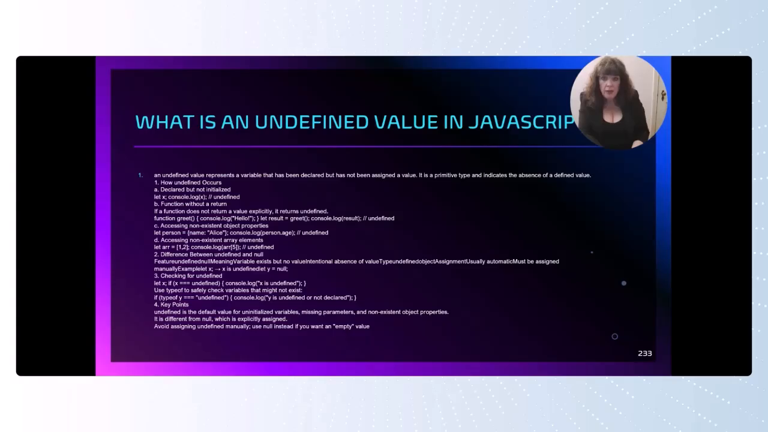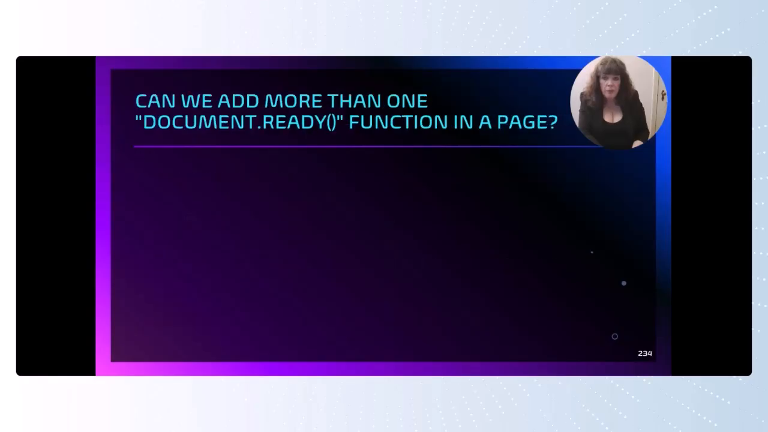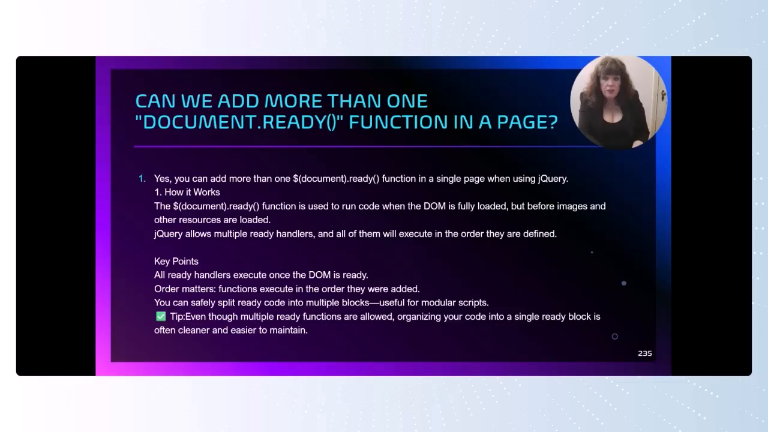What is an undefined value in JavaScript? It is a value that represents a variable that has been declared but not assigned a value yet. Can you add more than one document.ready function in a page? Yes, you can add more than one $(document).ready function in a single page when using jQuery.